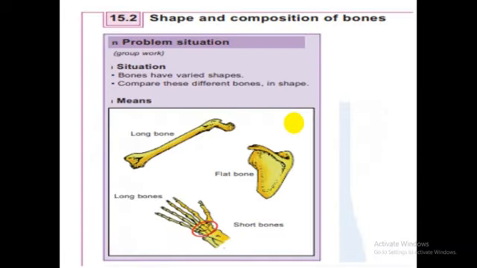Let's look at the workbook, page 107, to find out about the different shapes of bones. Compare these different bones in shape. This is, read with me, long bone. And this one here is a flat bone, while these ones here are called short bones. So, how many types of bones do you see in the figure? Excellent. Let's repeat.